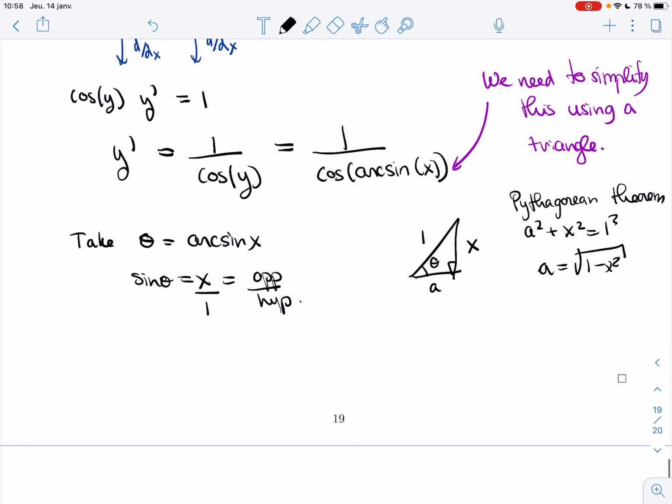All right, I want cosine of theta. That's adjacent over hypotenuse. Adjacent is square root of 1 minus x squared. Hypotenuse is 1. And so we get square root of 1 minus x squared.